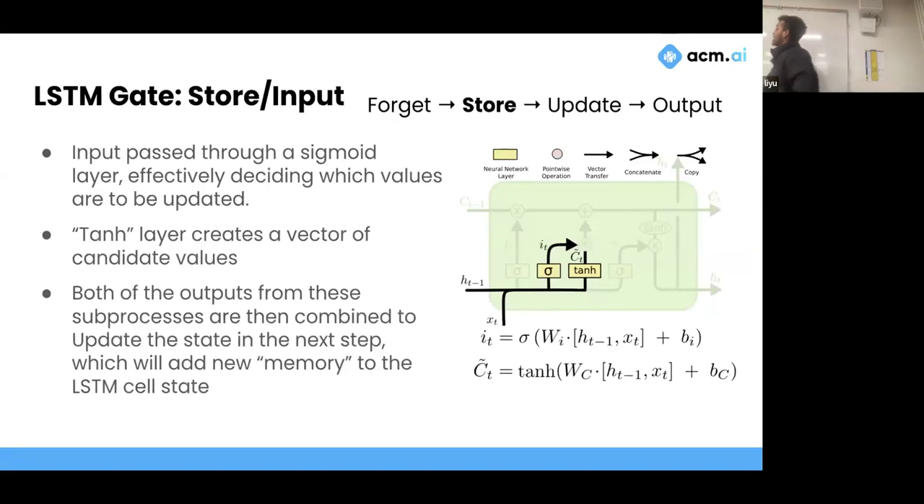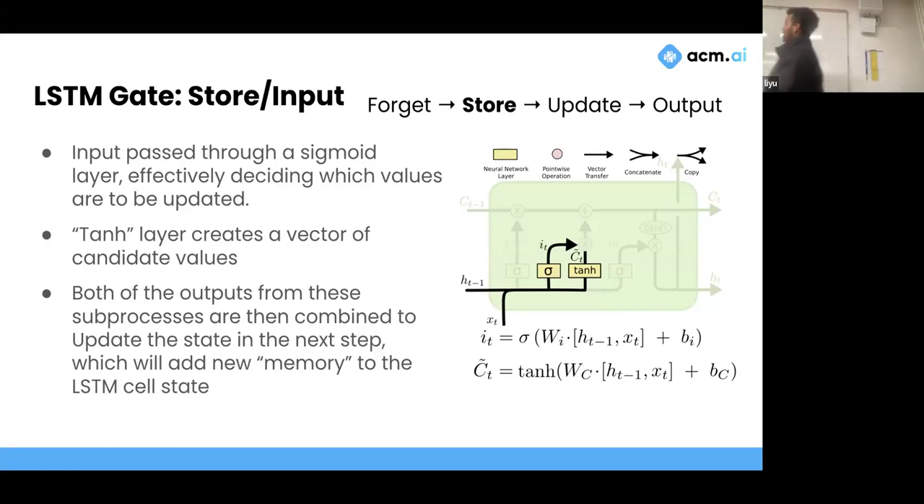And then we have our store and input gate, which is also really interesting. So now we have our concatenated previous output and current input. And then we put them through two neural networks, right? And we say, okay, based on the current experiences we have, what are the things that we want to update to the memory? So now we're not dealing with forgetting anymore. We're dealing with new experiences that we want to add to our memory.